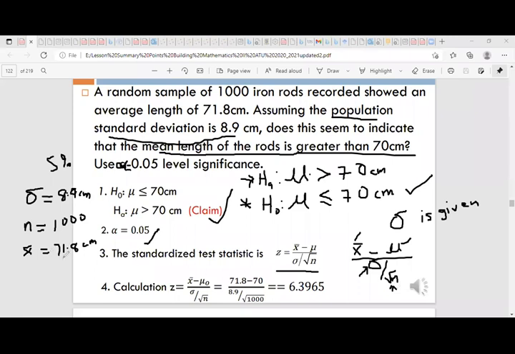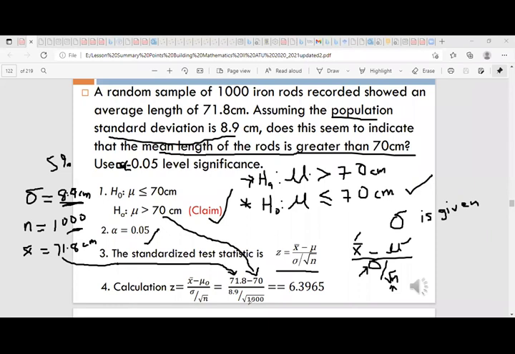So sample mean is what? 71.8. Put it in the formula. Then the claim value, we're supposed to test if it is more than 70 centimeters. This is it. Then the standard deviation has been given here. Okay, so you put it in. That's 8.9, and then divided by the square root of n. N has been given as 1,000. So you put it there. Okay, and then you do the calculation.